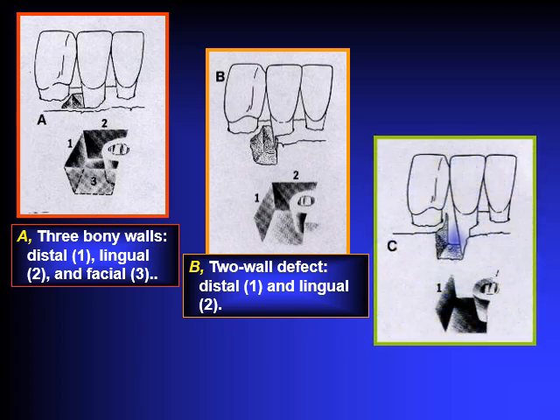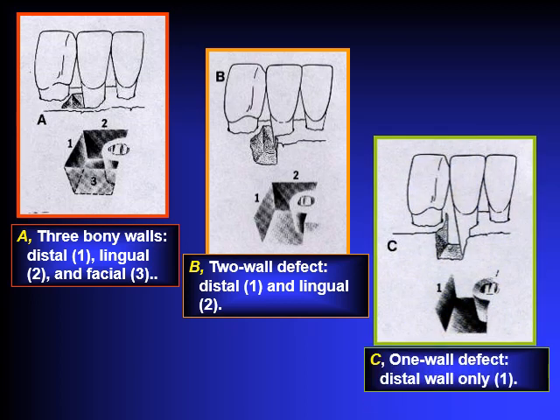It is very simple. In C, what we see here is intact one wall only, which is the distal wall, but the facial, the lingual, and the mesial walls are destroyed. They are absent. So this is a one wall defect, or in other words, a hemiseptal defect. This is a hemiseptal defect, or hemiseptum. So this is a defect with one intact wall, not to be confused.